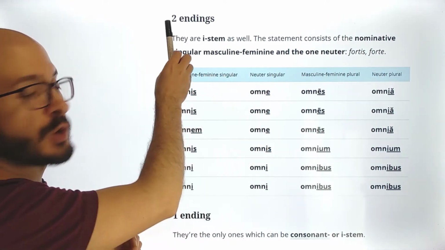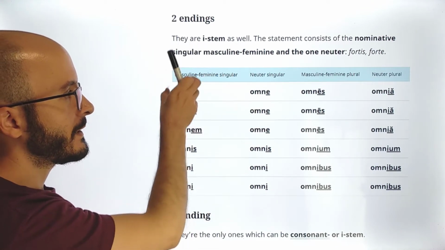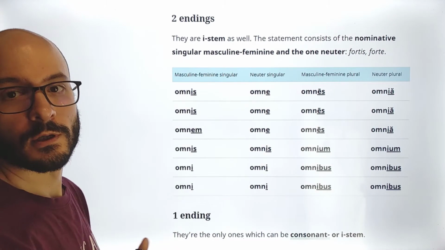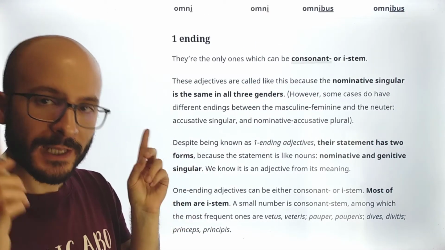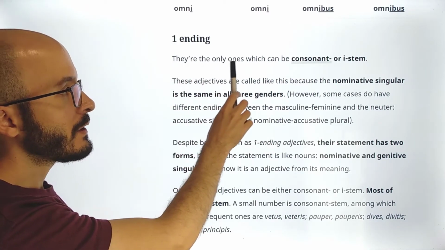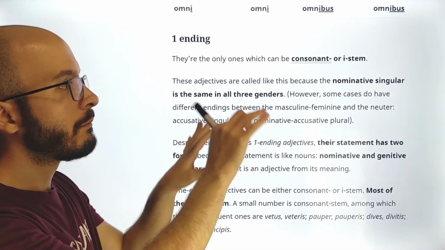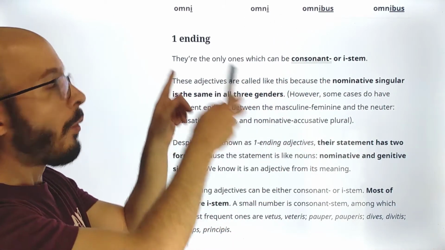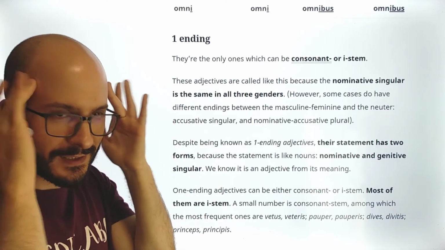So why is it two endings? Because is -e. One ending for masculine and feminine, another ending for neuter, quite easy. And now, this is the most confusing part, so please pay attention. One ending adjectives are the only ones which can be consonant or i-stem. So it can be any of them. And now, why are they called one ending? Let's see, and please pay attention.